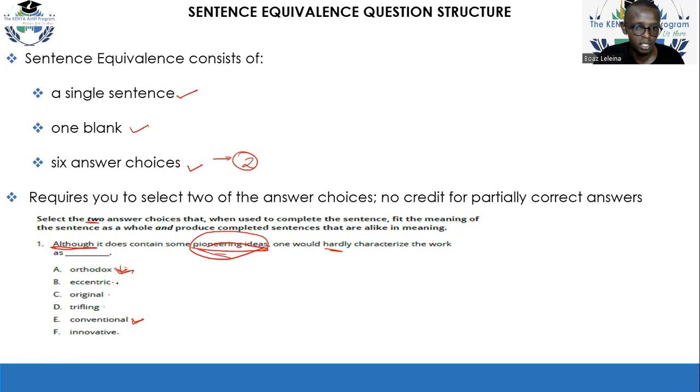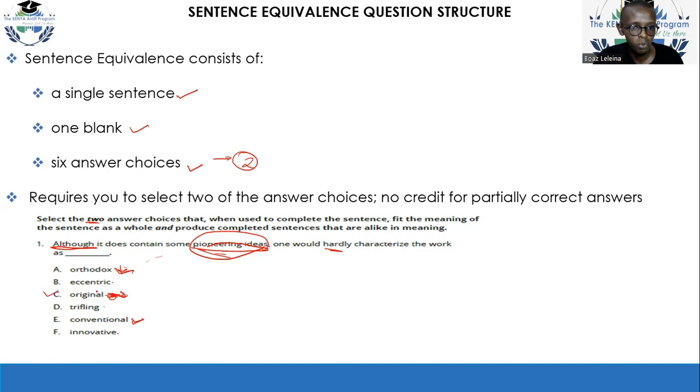So eccentric, not really. So original, all right, original. Let's look at that. Although it does contain some pioneering ideas, one would hardly characterize the work as original. Original fits this question perfectly. So although it is pioneering, yeah, it might be pioneering. It's not all about it. This although is a crucial term. So although it's pioneering, it's not really original. So original is an answer choice here that is correct.